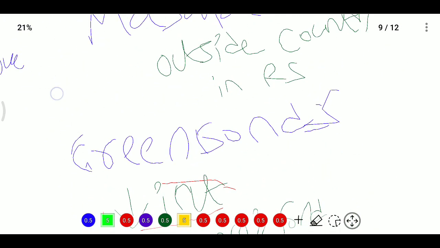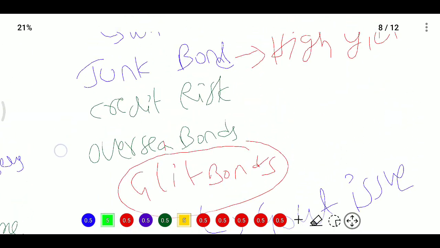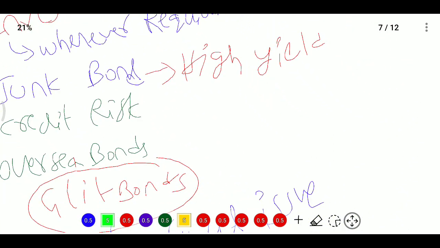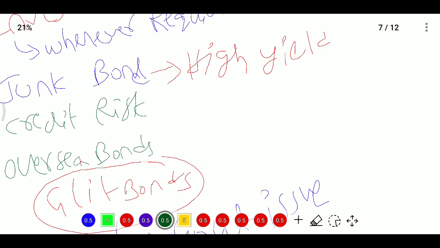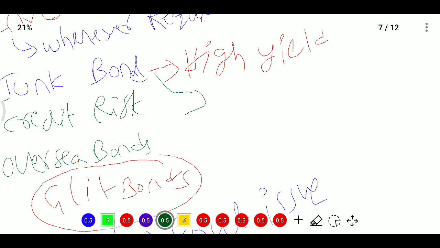Sorry yaar, junk bonds, I think so, yes. Junk bonds we missed, na. So junk bond means bonds issued by a company with low credit ratings. I think we are missing something here.